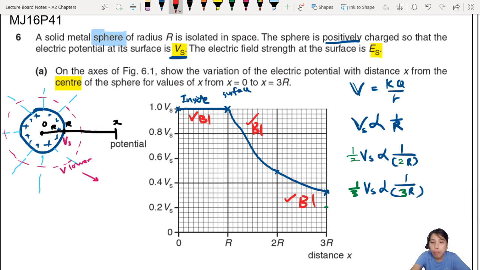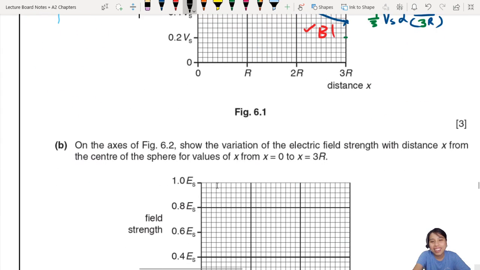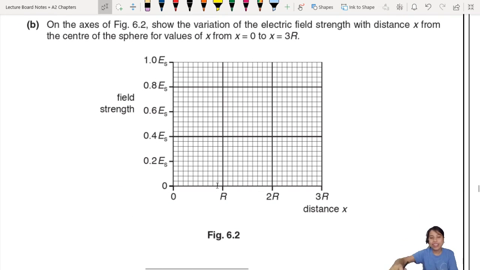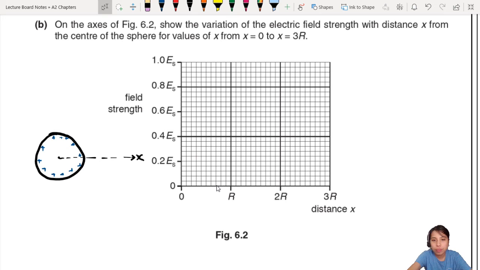Okay, so know how to draw the potential curve. This is the V curve. Next curve they ask you to draw is the other one, an E curve now. Oh, let me copy and paste the diagram first. Simplified version now. Okay, so we need to do the same thing. We start off best at the surface of the sphere itself. So we are looking at what we're doing now.